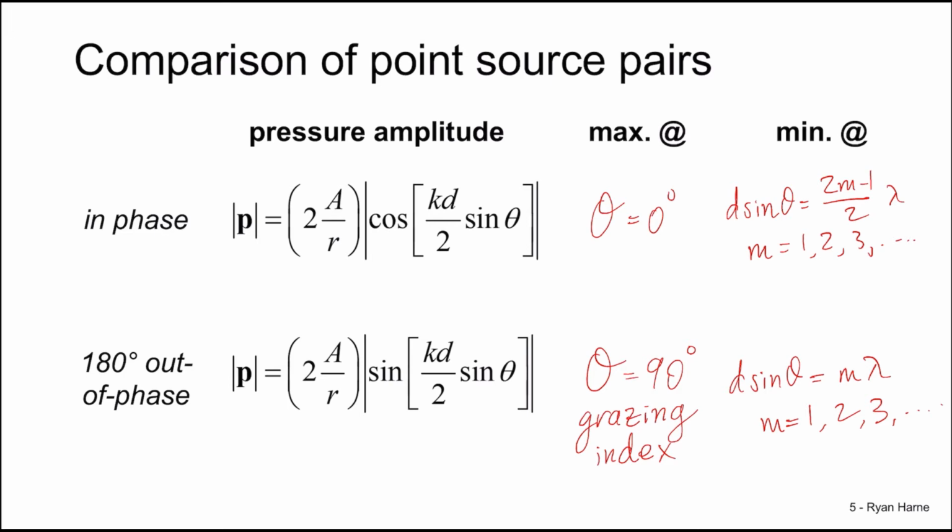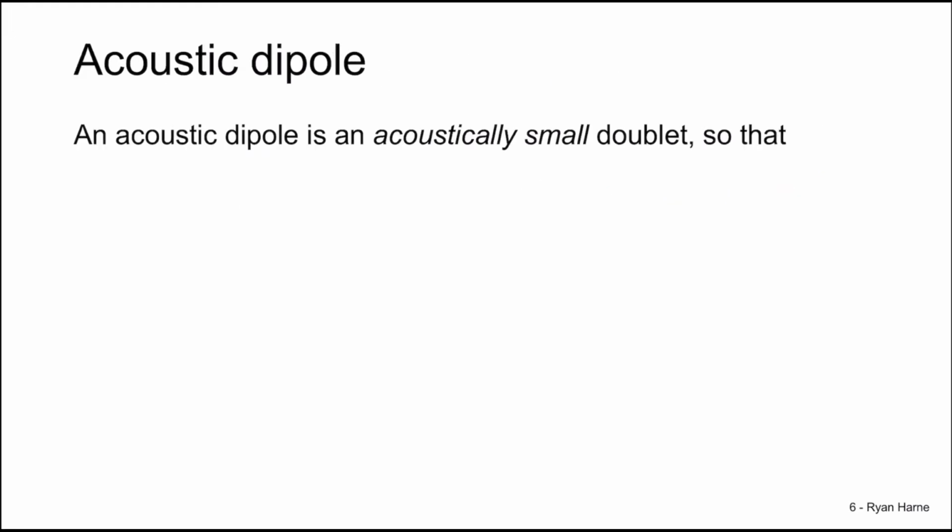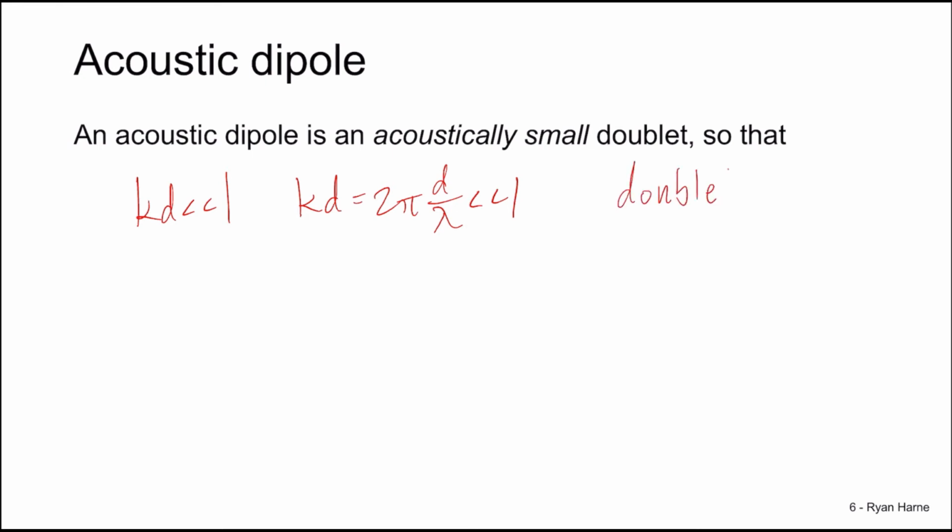Let's study the out-of-phase point source combination one step further. When we have a small doublet that's acoustically small, in other words, kd is much less than 1, where kd is equal to 2 pi d on lambda, much less than 1, we call this doublet a dipole, or an acoustically small doublet.